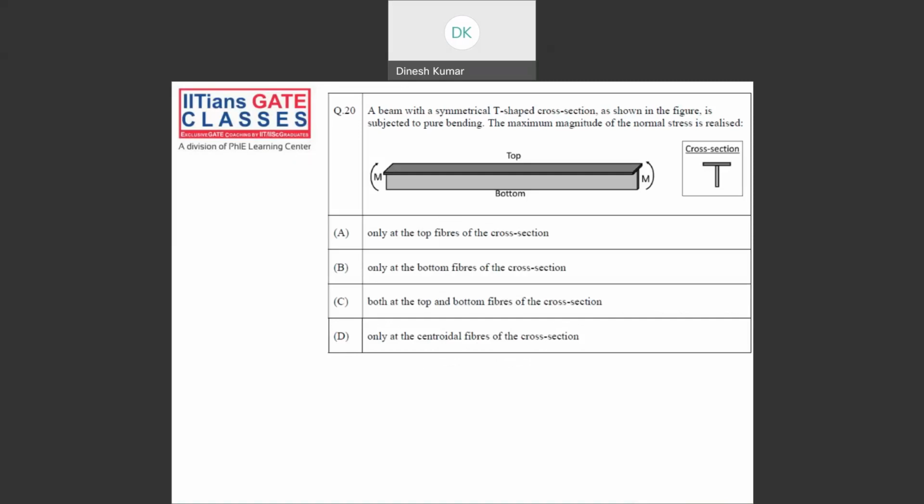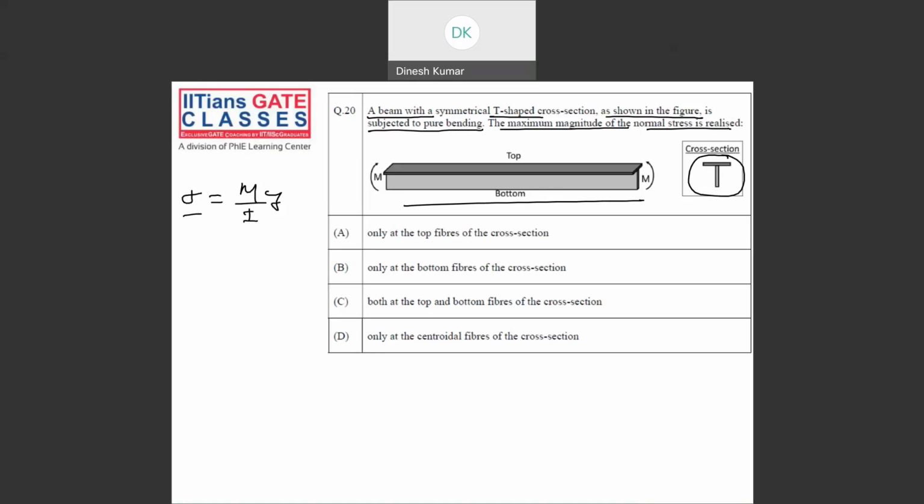So if you look at the first question from aircraft structures basics, a beam with a symmetrical T-shaped cross section as shown in the figure is subjected to pure bending. The maximum magnitude of normal stress is realized. So you can see it's a T-shaped beam, this is the T cross section. They asked where your bending stress will be maximum. So we know the bending stress formula: sigma equals M upon I into y.